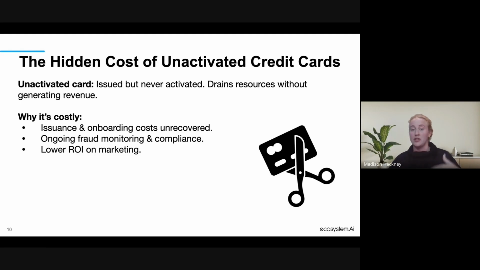They still have to pay the account fees, they still have to manage the account and pay the fraud monitoring and the compliance, regardless of whether you spend. And then what this also leads to is a lower return on investment in marketing. If you put out a whole campaign to get more customers, you acquire them, but they never activate, you don't make money. It is ineffective and it's seen as a waste. So it clearly drains the bank's resources, and this is a major problem. Now, how do we solve this problem?